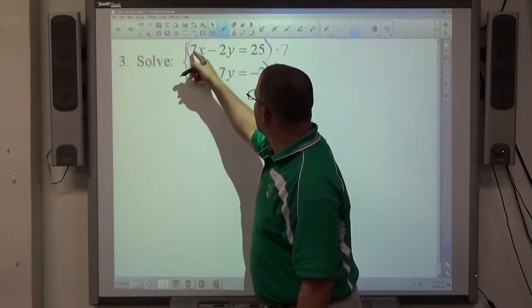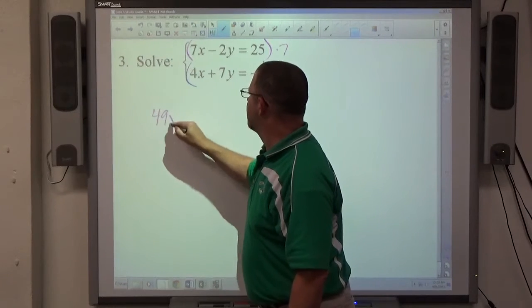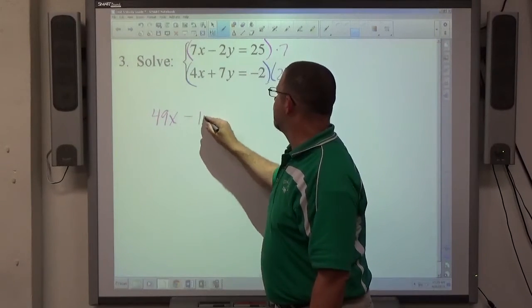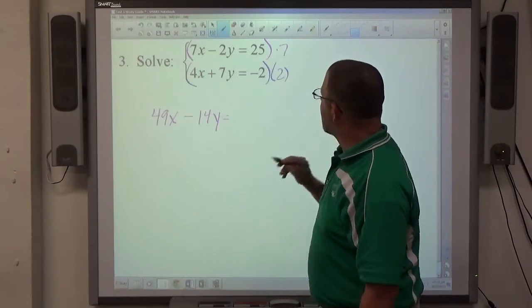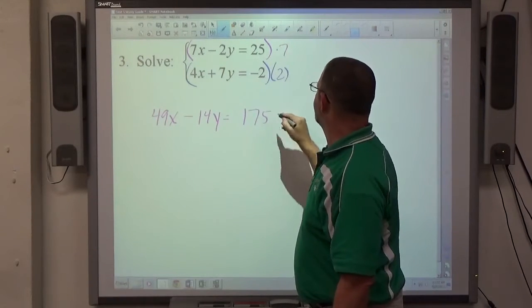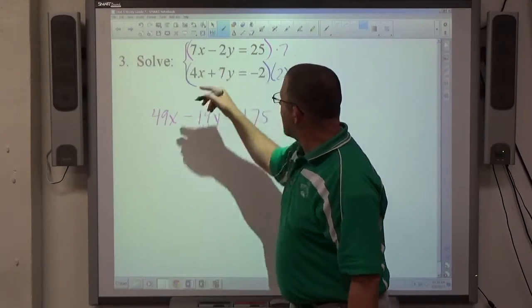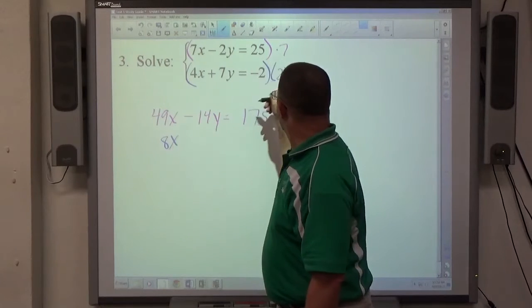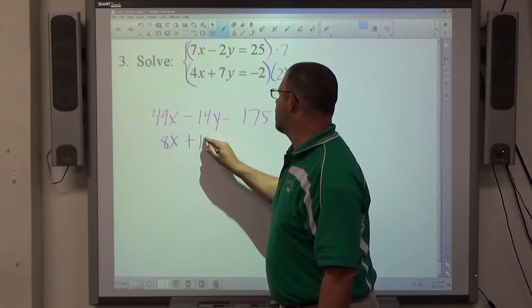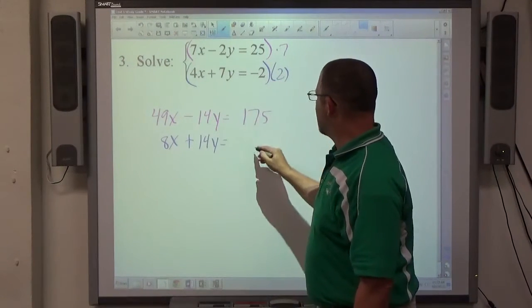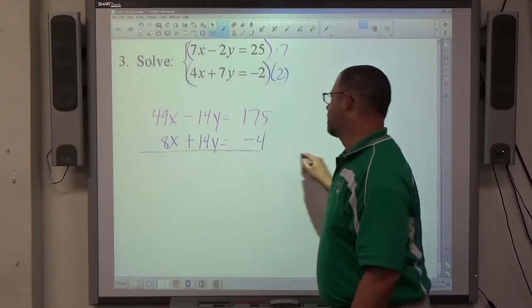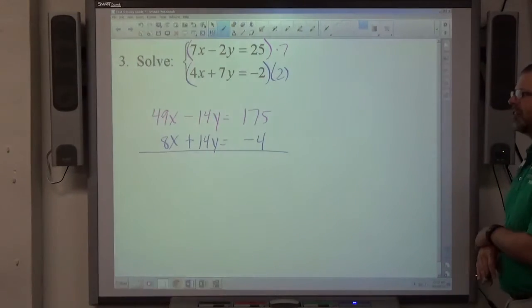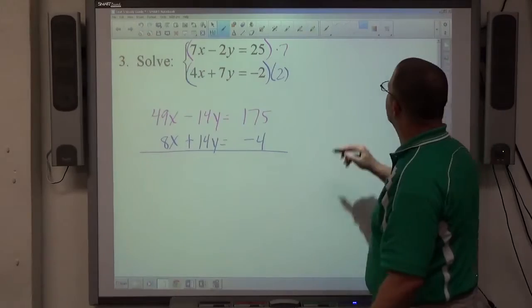The consequence is that 7 times 7 and 25 times 7 are going to happen. So 7 times 7x makes 49x. 7 times negative 2y, negative 14y. 7 times 25, 175. 2 times 4x is 8x. 2 times positive 7y is positive 14y. 2 times negative 2 is negative 4. Pay attention to signs as you do it. Make sure that you get the correct signs in all your answers there.